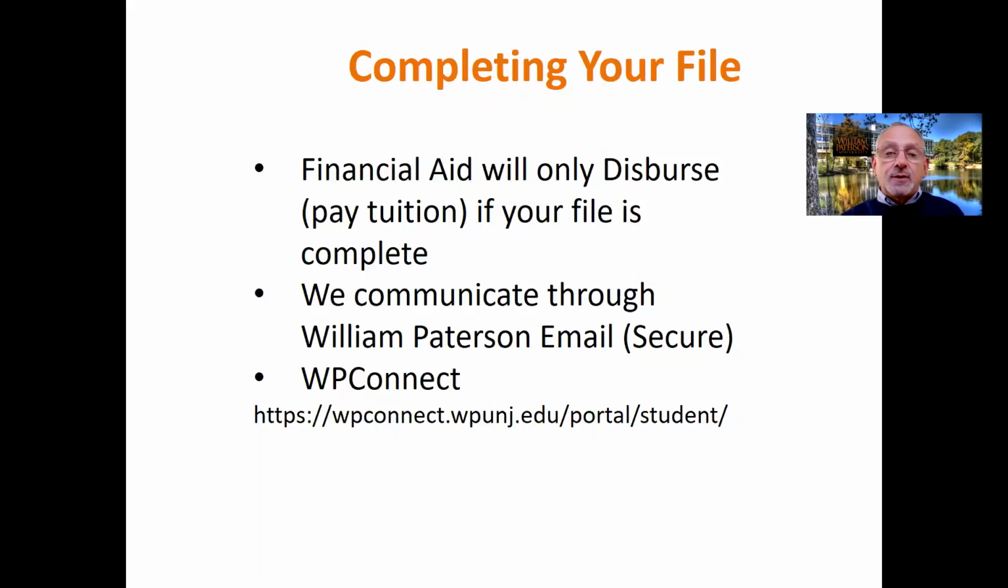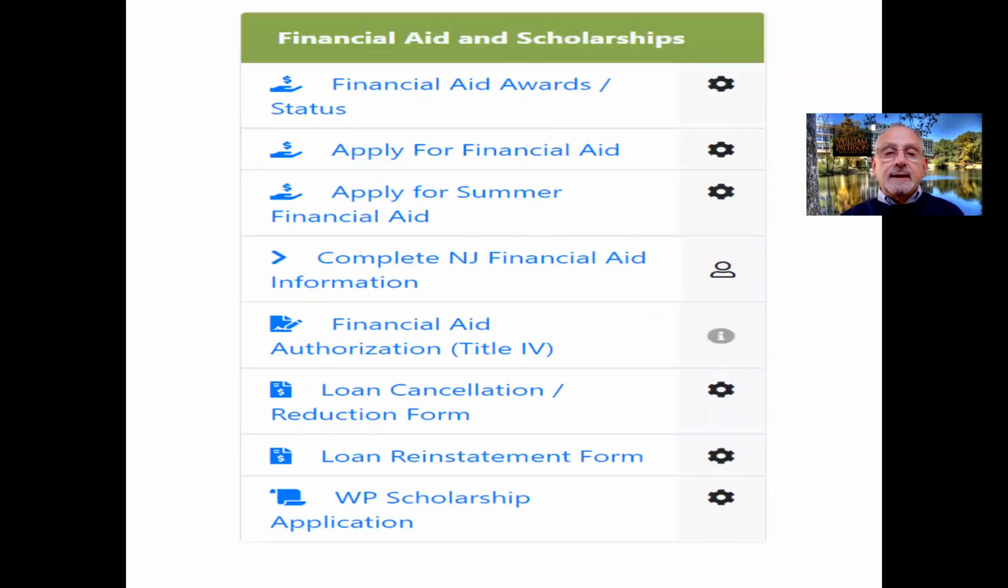Financial aid information is also found on your WP Connect information portal. And we're going to show that to you in a moment. This is your financial aid and scholarship portal area in WP Connect. You'll find financial aid awards and your status. That will tell you what kind of financial aid you're receiving, but also if you owe any documents. And that's what we'll concentrate on right now.